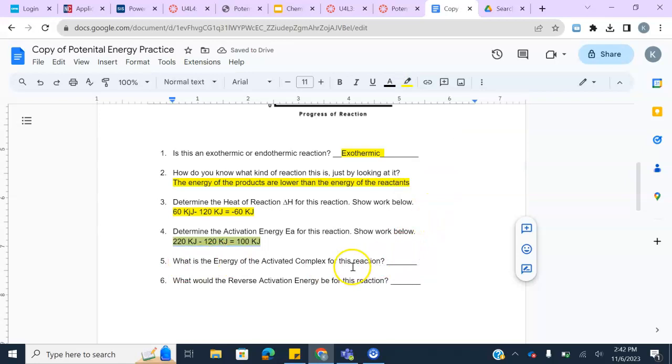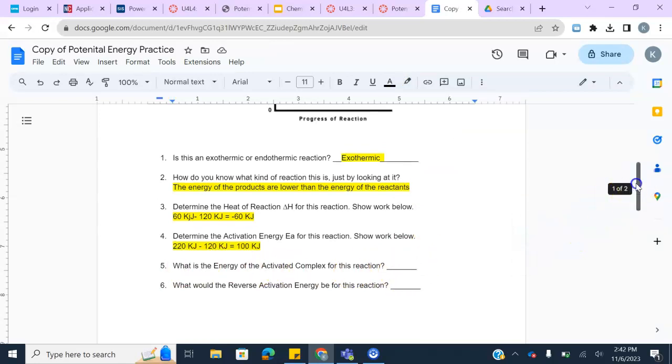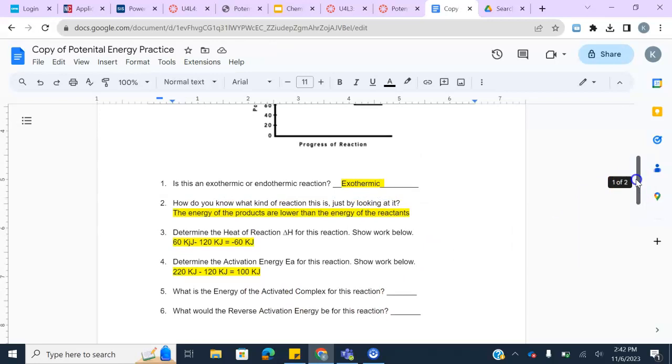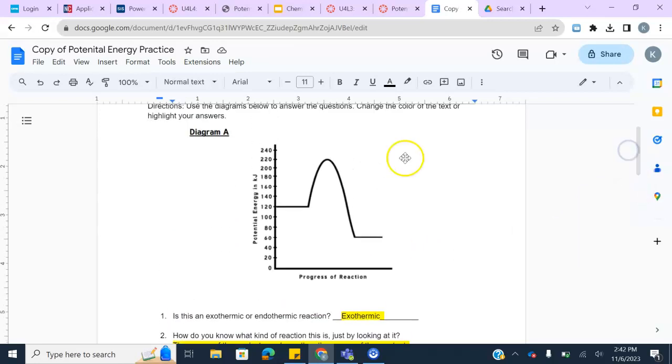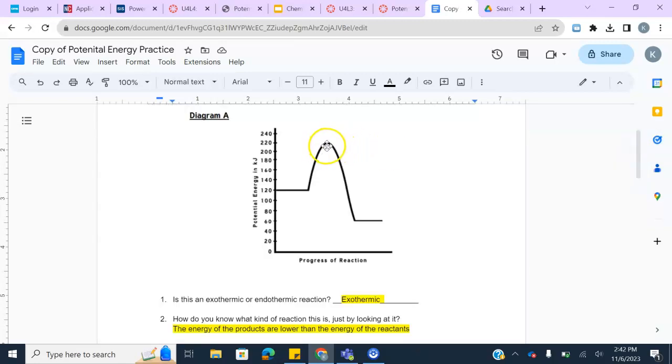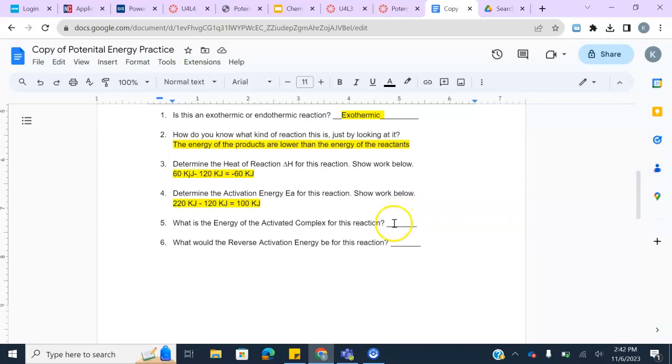Again, the energy of the activated complex is not a calculation, you just have to identify it. And we already did that in number 4 to help us determine the activation energy. So we're just going to look at the peak of this little bump. This is where our activated complex is. At the peak, that's going to tell us the energy of our activated complex. So that is just 220 kilojoules. We're just following it over to the y-axis to see what it corresponds with. So that's going to be 220 kilojoules.